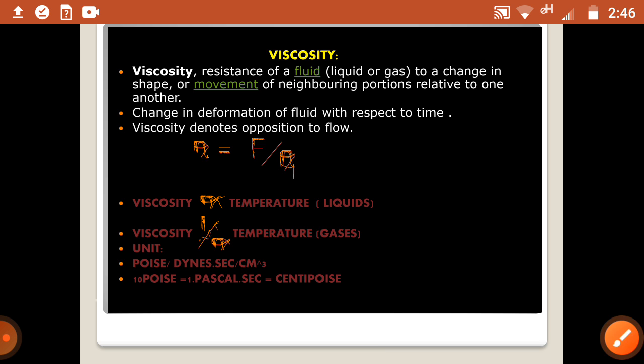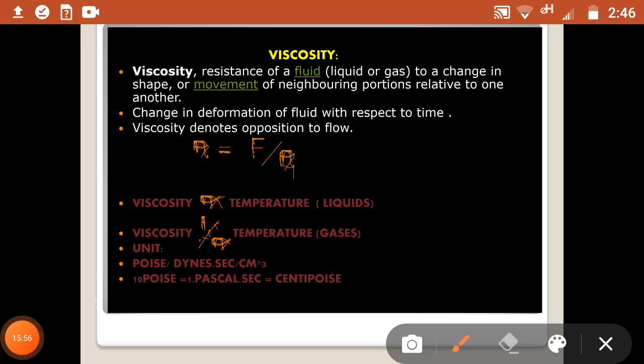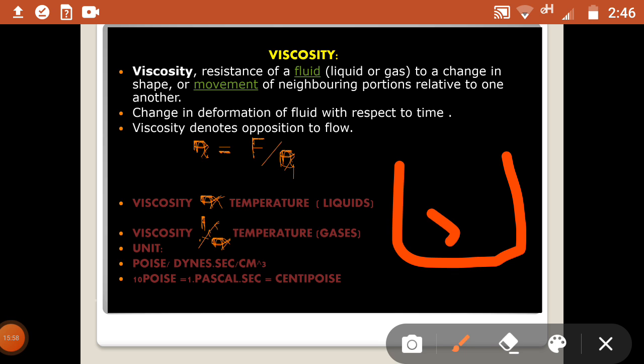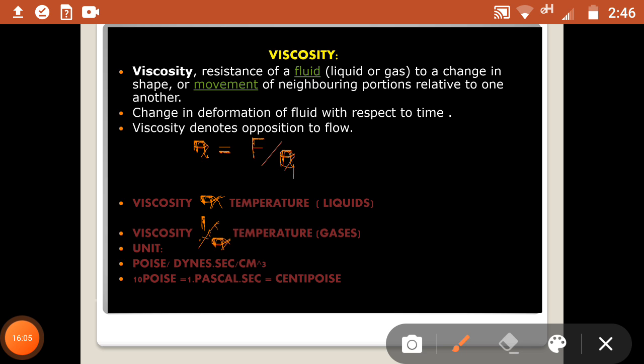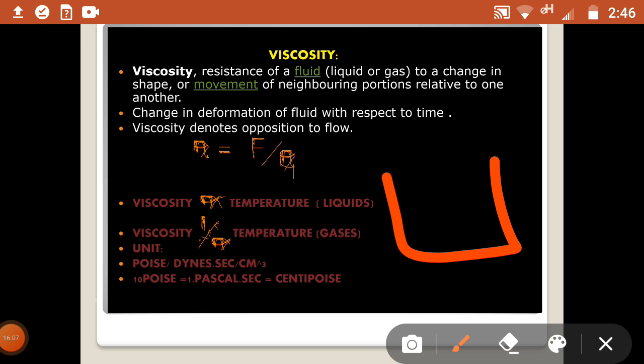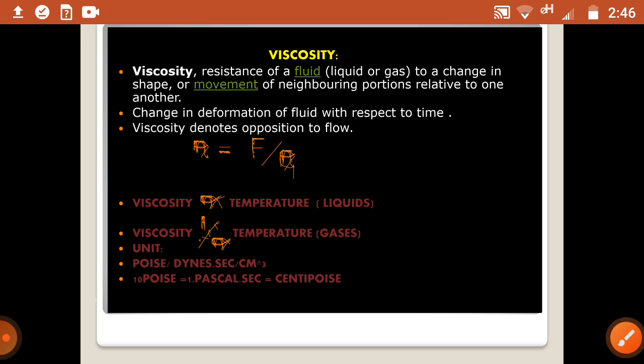Why? Because of the intermolecular force of attraction between the molecules. This is the container, and these are the closely packed molecules. Whenever you supply a sufficient amount of heat, these molecules move apart from each other. There is a gap in between them. This gap causes the decrease in viscosity. And gases are the exception. Why for gases? Because gases have a direct relation with temperature.